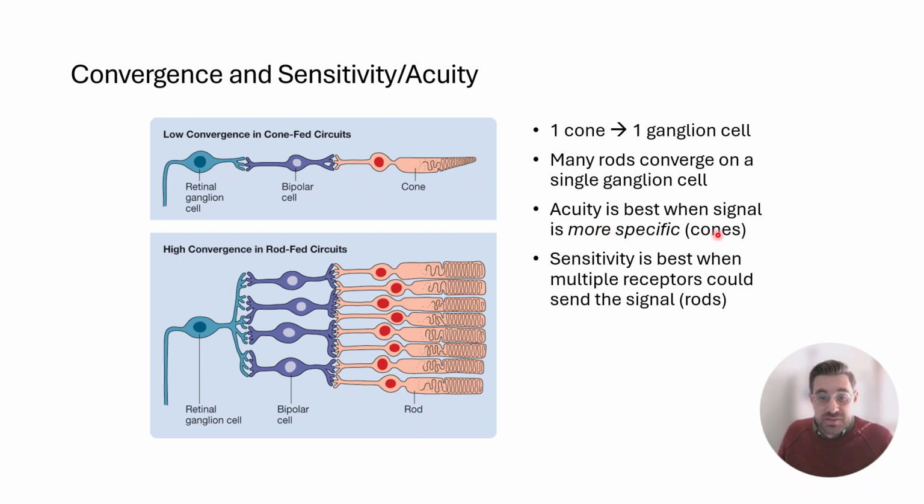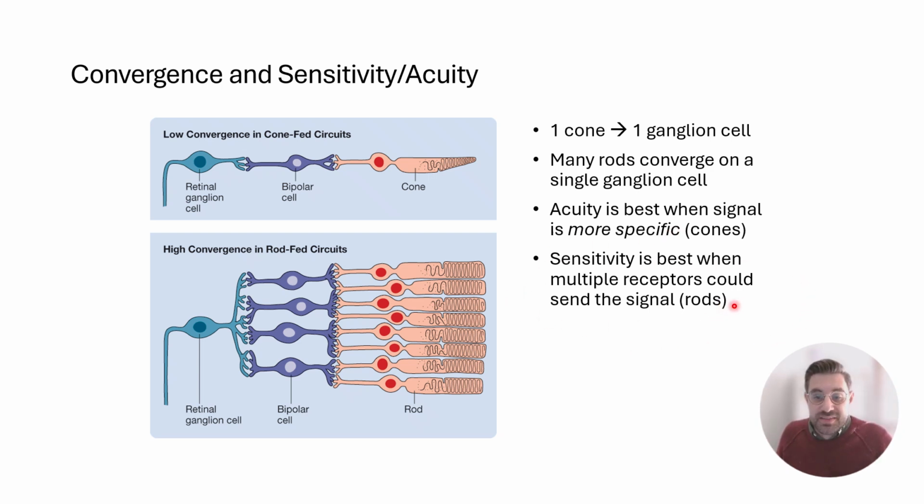Rods are less specific, so it's going to be less clear. I'm not going to be quite sure whether the light's coming from maybe this part of the letter L, or maybe it's coming from down here or over here, right? Because various different rods could be responsible for the signal coming to that neuron. So it's going to be less clear, it's going to be more spread.